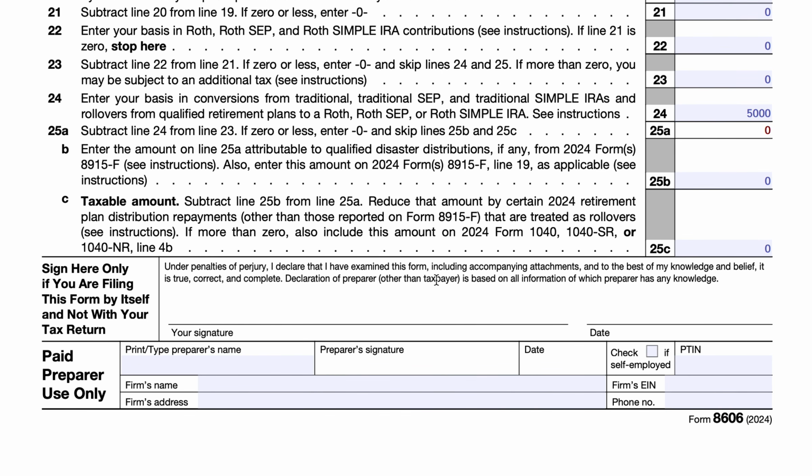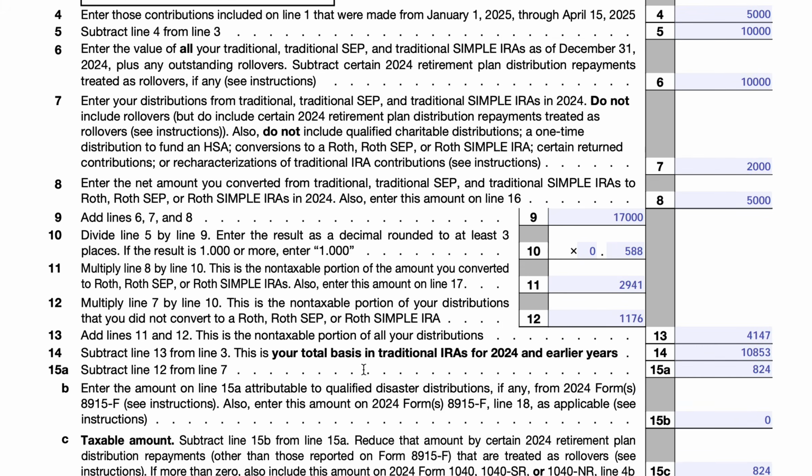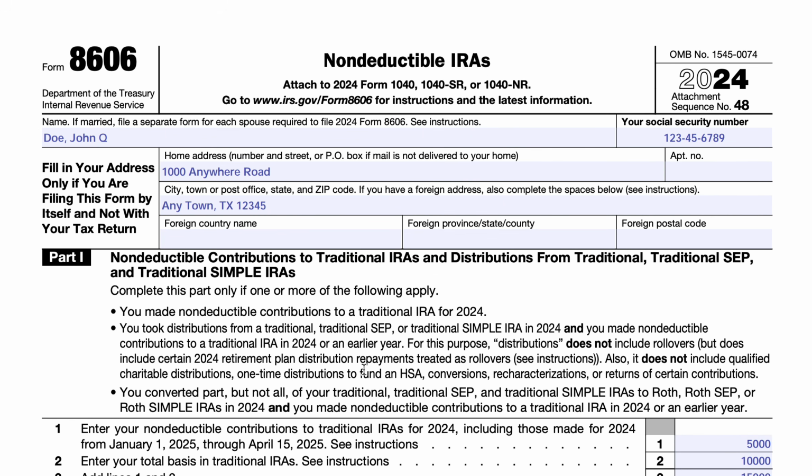And then, of course, there's a signature page. You would sign it. If you have a tax preparer, they would sign it, date it. So again, this can be done independently of a tax return. That would be mostly for basis adjustments or reporting basis to make sure that it's included for future calculations. So I think that covers everything.